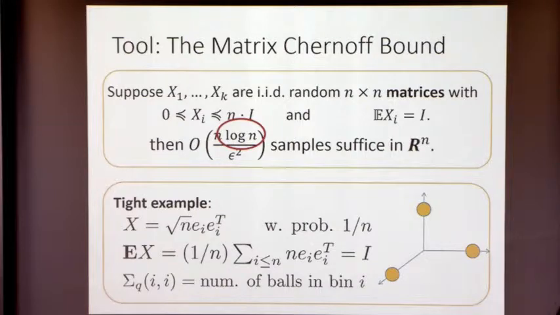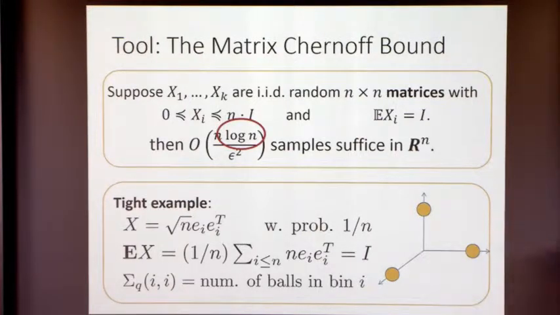But if you take k samples of such a random matrix, that amounts to throwing k balls into n bins, because each time I'm picking one of the diagonal entries. And the eigenvalues of a diagonal matrix are just the entries. So if I want this thing to be close to the identity or to some scaling of the identity, I need all the bins to have the same number of balls.